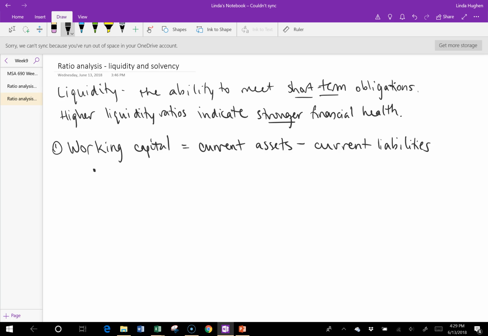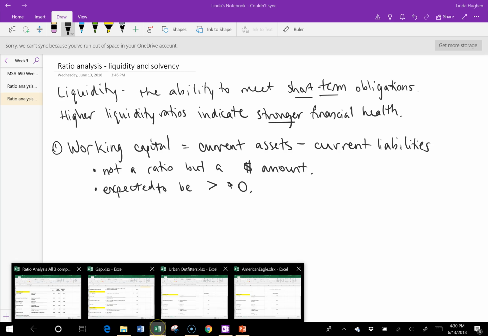So just a few bullet points on this. This is not a ratio, but a dollar amount. We typically expect it to be greater than 0. That is, current assets should typically be higher or at least equal to current liabilities. The higher the working capital, the more liquid the company is.